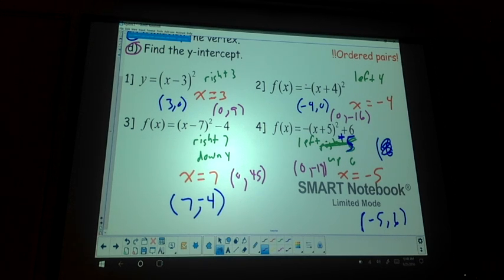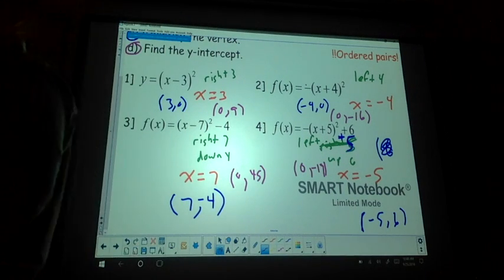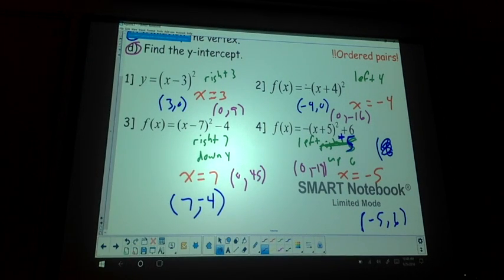Question. What do you do if there's a negative sign in front? That's just going to make the parabola open upside down. It doesn't affect the vertex. It just says the parabola is going to go down. Cool?